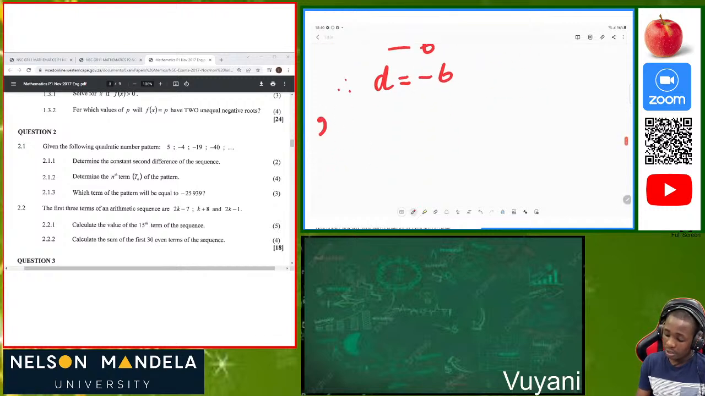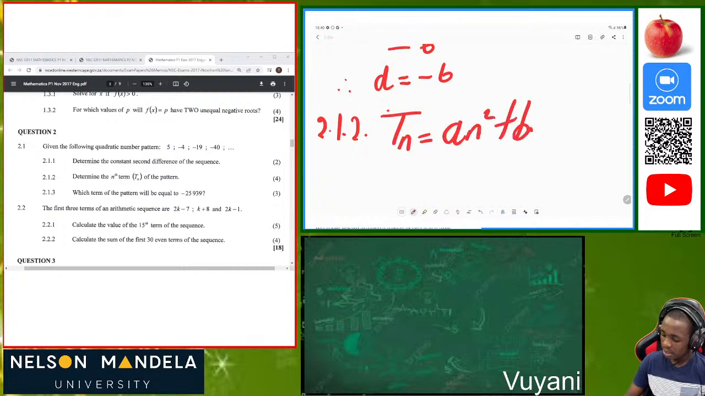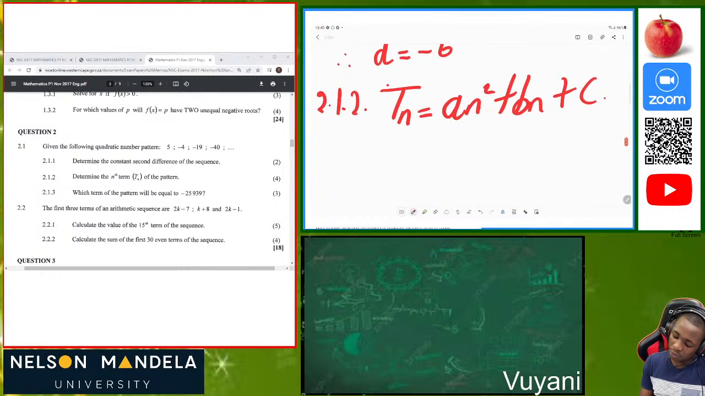Now 2.1.2. Determine the nth term, Tn, of the pattern. So since it's a quadratic number pattern, as we all know, it's easy because we know how to determine our Tn. We say that Tn of a quadratic pattern is equal to an squared plus bn plus c. Now we must start by calculating the value of a, and we said 2a is equal to the constant difference.